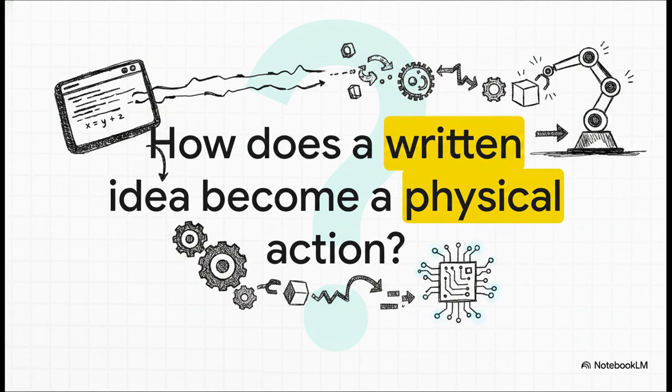It really is a fascinating question when you think about it. A developer types out x equals y plus z, just a simple line of text. And somehow, the computer understands this not as text, but as a command to take two numbers, add them up, and store the result somewhere. So what's the magic trick happening in between? Well, that trick, it's all about translation.